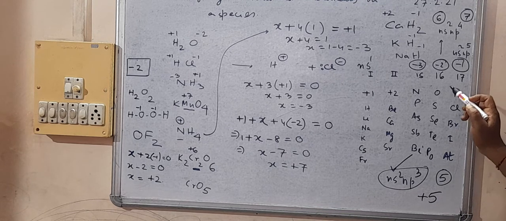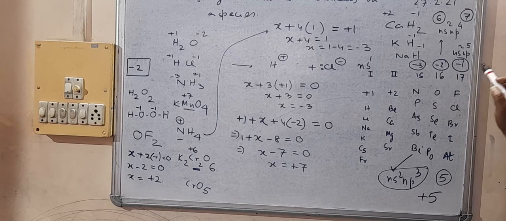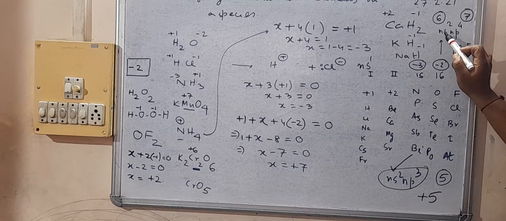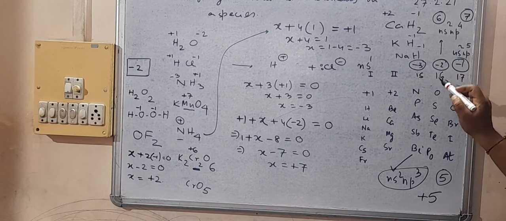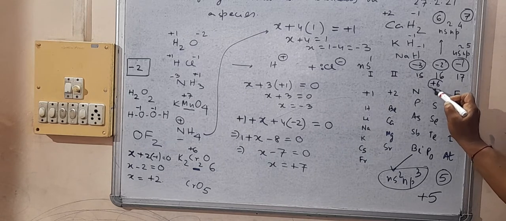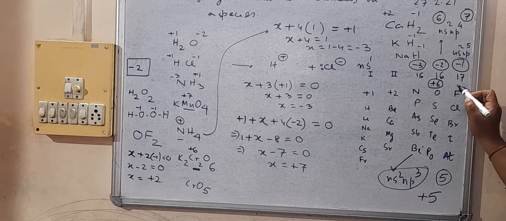So tell me then, what is the group oxidation state of group 16 elements? What is the group oxidation state of group 17 elements? So group 16 elements, where the general configuration is ns2 np4, their group oxidation state will be +6. For group 17, the oxidation state will be +7.